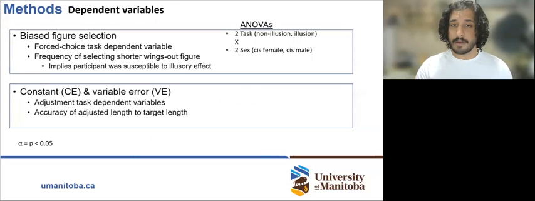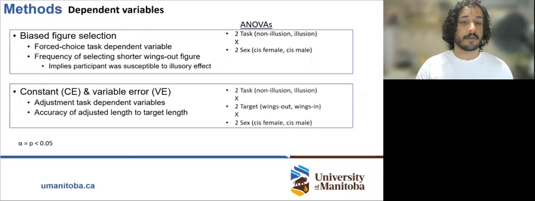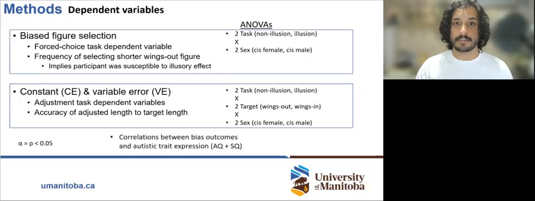Then constant error and variable error were used to determine accuracy in the adjustment tasks. Here, a pair of 2-task by 2-target by 2-sex mixed measures ANOVAs were conducted for constant and variable error. Given our main objective of determining whether autistic traits modulate illusion susceptibility, we also ran correlations between biased outcomes and both measures of autistic trait expression.